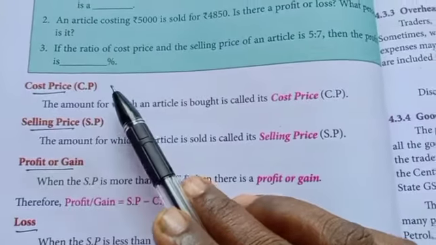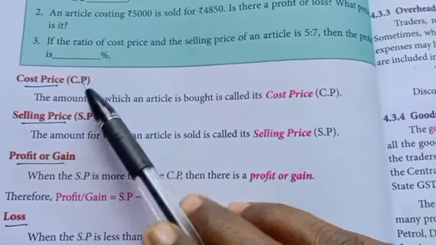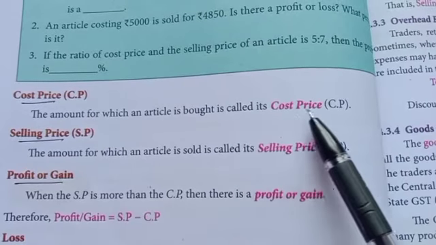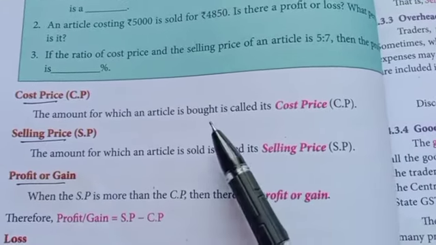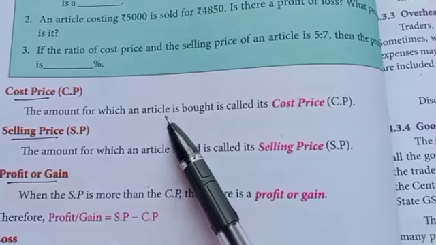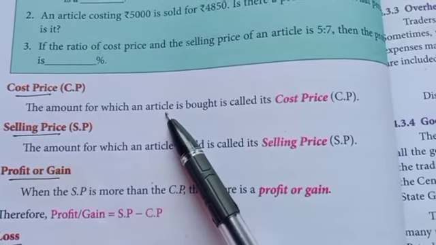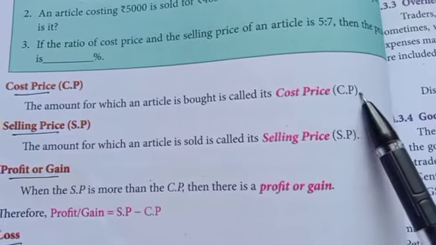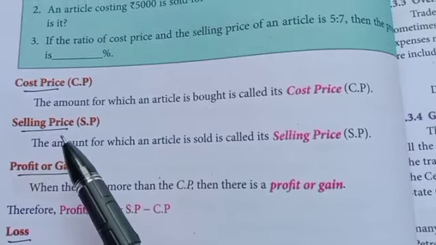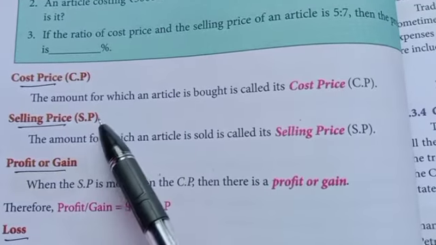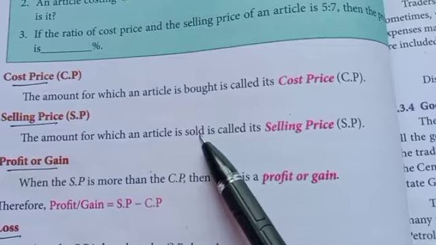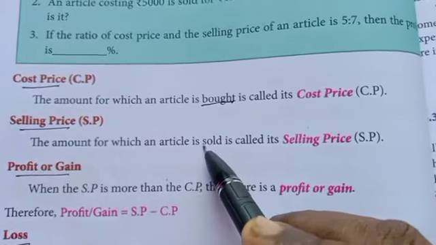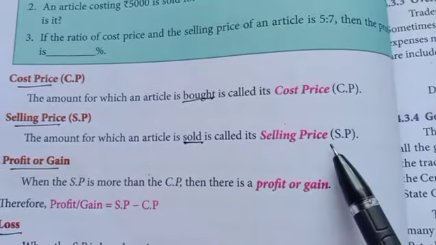Cost price, short form CP. The amount for which an article is bought is called the cost price. Article here means the objects. What you have bought is the cost price, short form CP. Selling price, short form SP: the amount for which an article is sold. CP means it is bought, SP means sold. It is called the selling price.